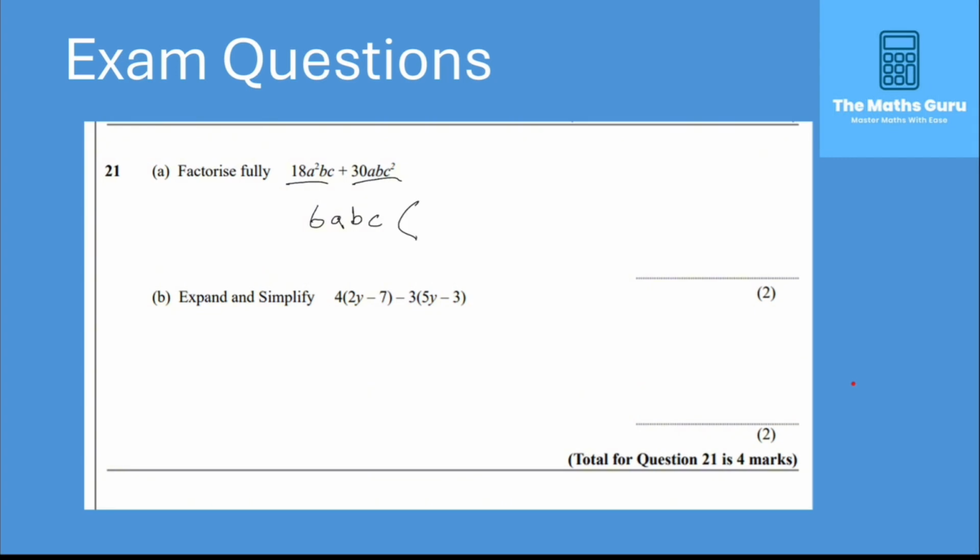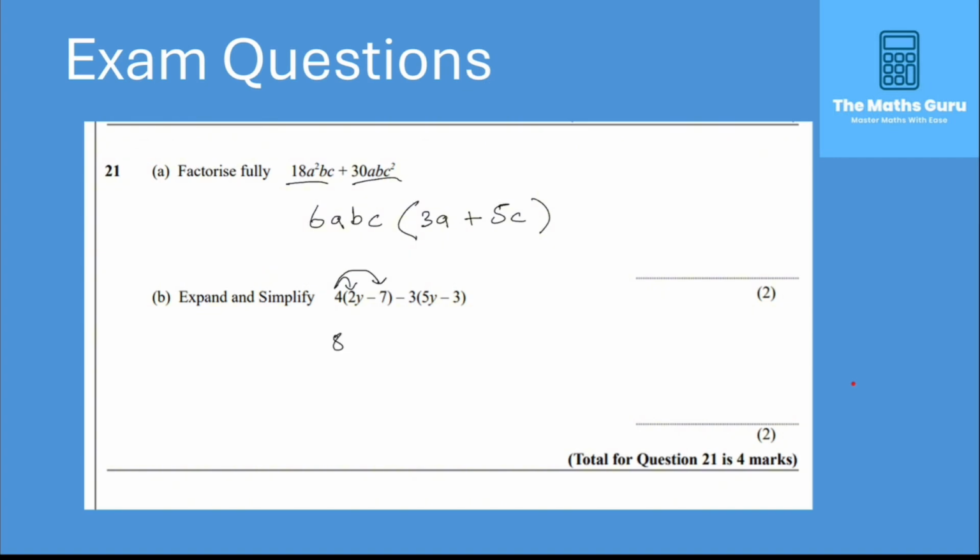To get from 6abc to 18a squared bc, first to get from 6 to 18, we need to times by 3. Then to get from a to a squared, we need an a there, but b and c are fine. Then add 5 to get from 6 to 30. A is fine, b is fine. C, we need to get from c to c squared, so we need to put in a c here, and that is fully factorized.